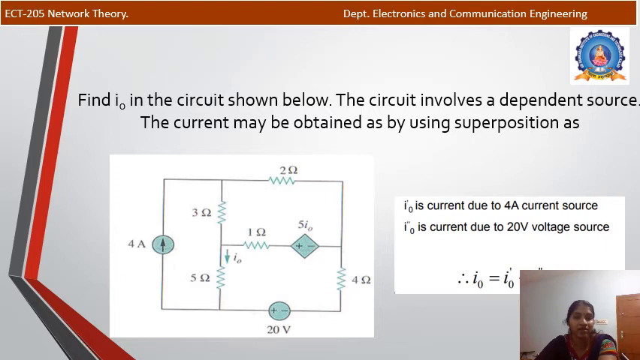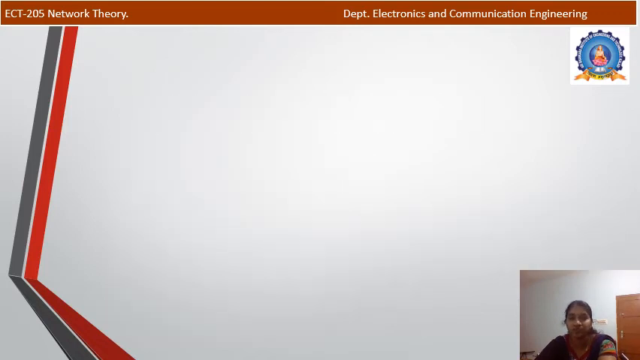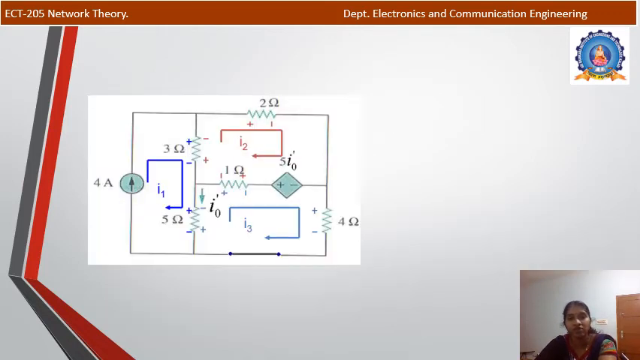Considering I0 dash is the current due to the 4 ampere source and I0 double dash is the current due to the 20 volt voltage source. So the total current I0 will be I0 dash plus I0 double dash. That is the statement of superposition. So we can try to solve this.